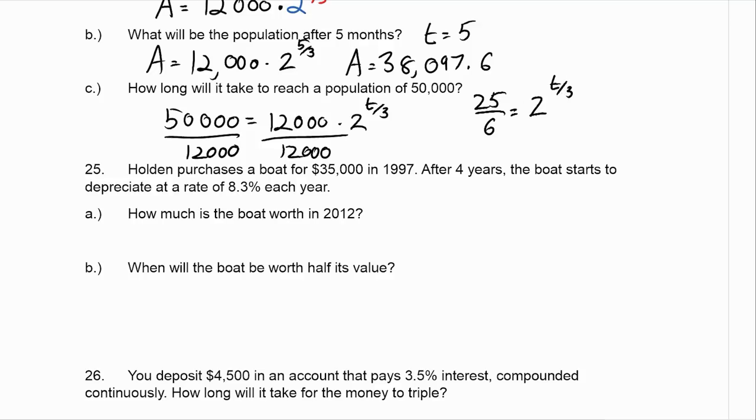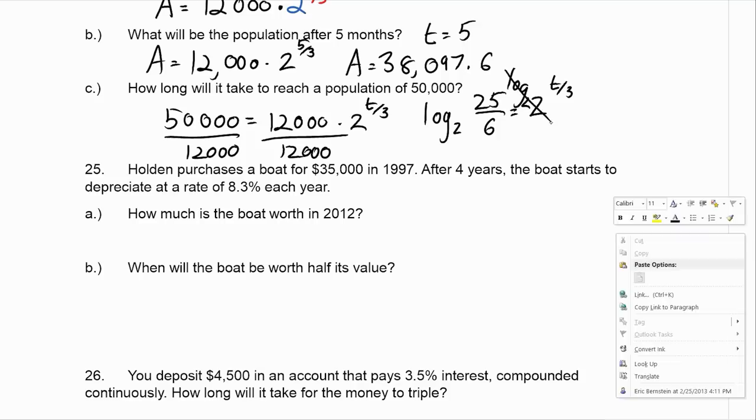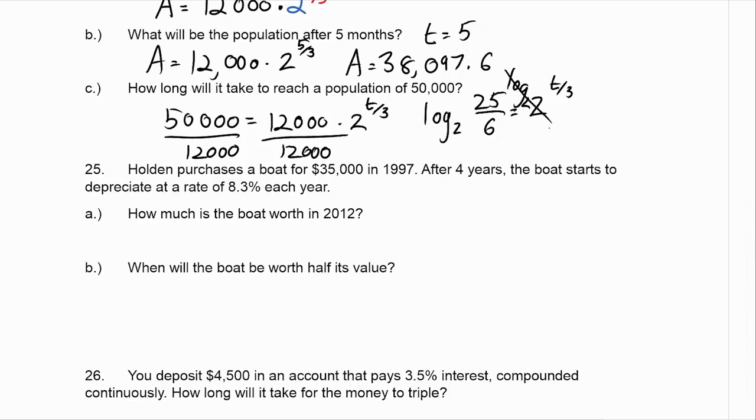Now to get rid of the 2 and bring down the t divided by 3, we're going to have to do log base 2 on either side. Log base 2, and basically those two are going to cancel each other out. I'm going to say log base 2 of 25 over 6 is equal to t over 3. And then multiply both sides by 3.